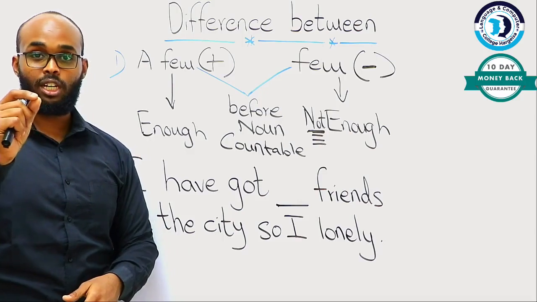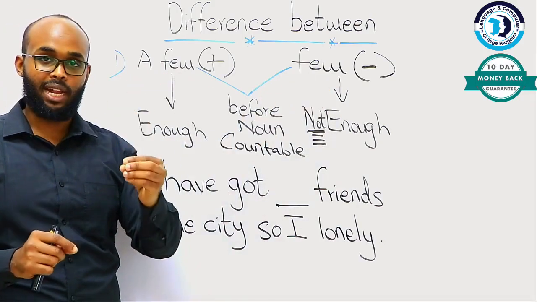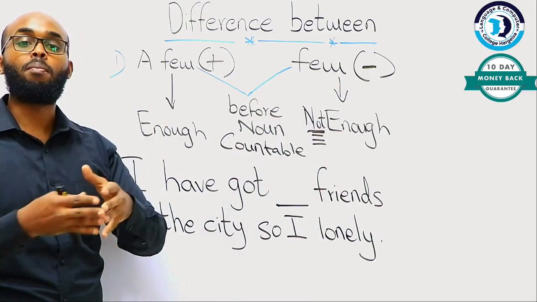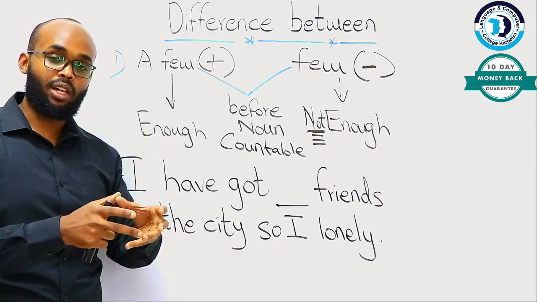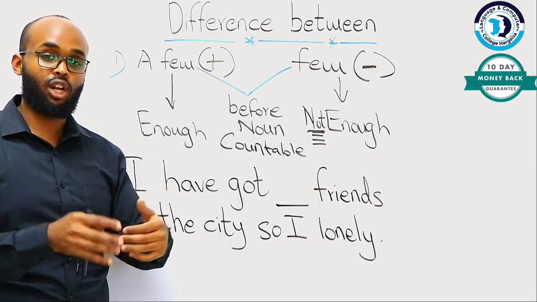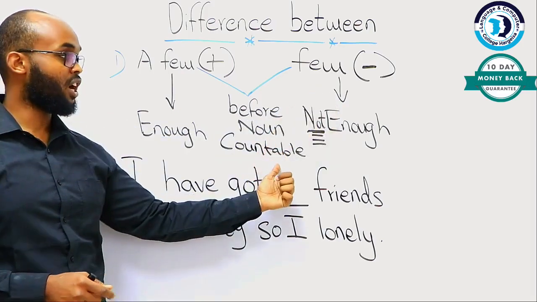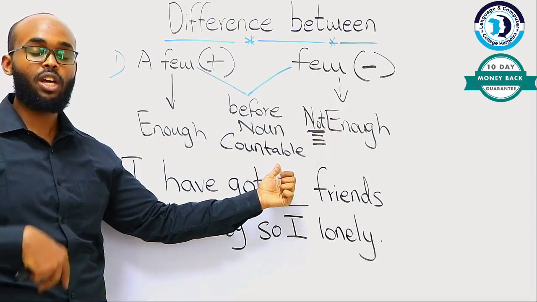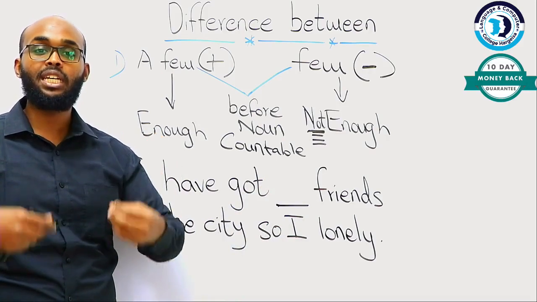Remember, a few and few have a similarity. They both come before a noun. What kind of noun? Countable noun. So a few and few come before a countable noun. Countable noun means a noun which can be counted.